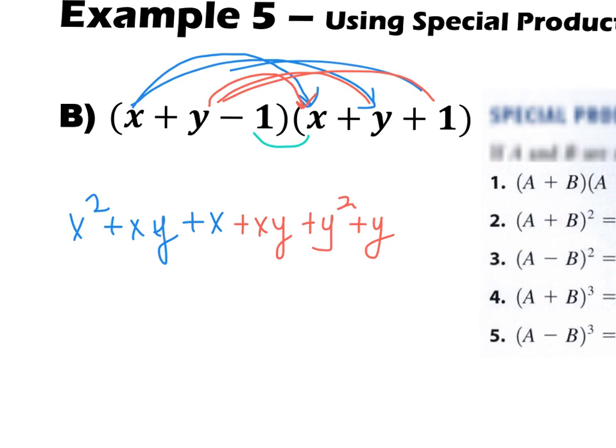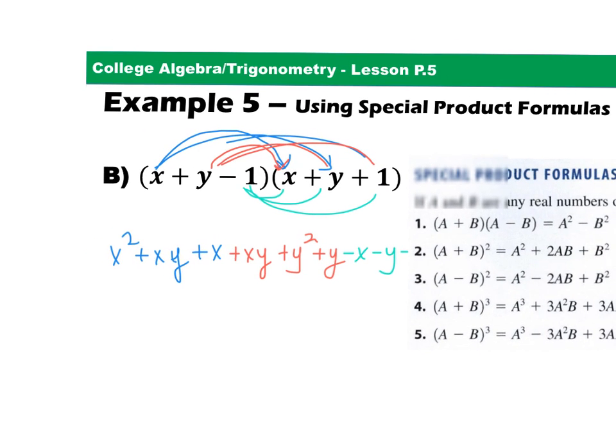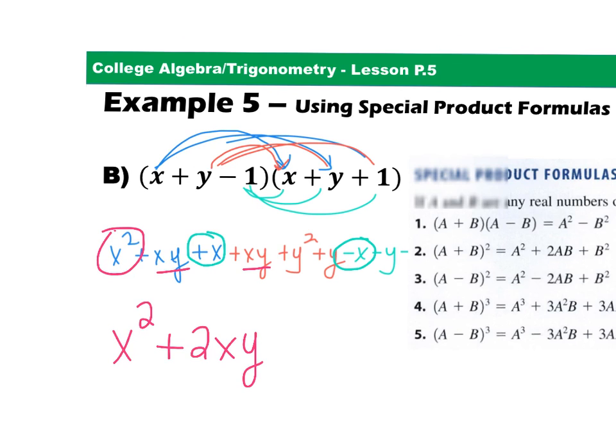So now negative 1. What's negative 1 times x? Negative 1x. What's negative 1 times y? Negative y. And what's a negative 1 and a positive 1? Negative 1. Now combine like terms. I see an x squared. Are there any other x squareds? Okay, so write x squared. I see xy and xy. Well, it's one xy and another xy. How many xy's is that? 2. Okay, now I have a positive x and a negative x. What happens? Cancels out.